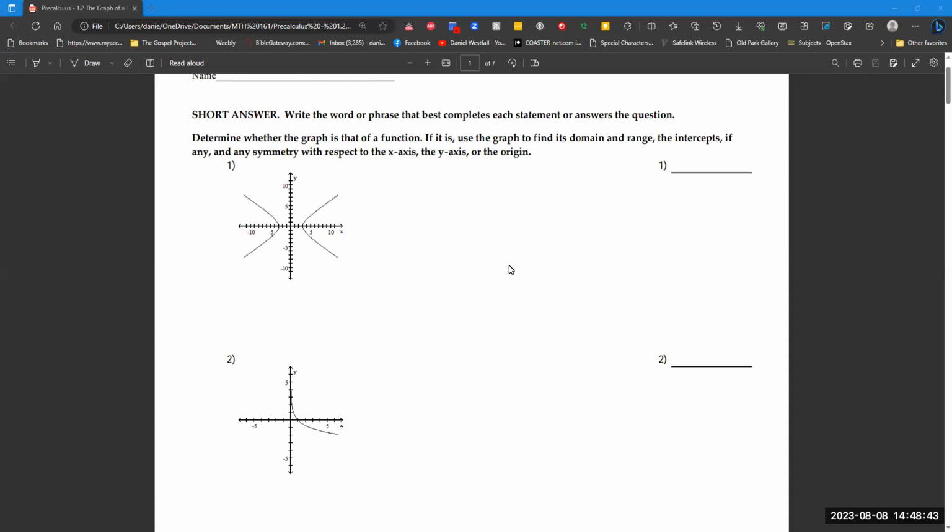In this video, we're going to determine whether a graph is a function, and if it is, we're going to determine its domain and range from the graph. We're going to find any intercepts from the graph if we can. Those would be x-intercepts and y-intercepts, and any symmetry that it may have with respect to the x-axis, y-axis, and/or origin. So let's go ahead and look at this first graph.